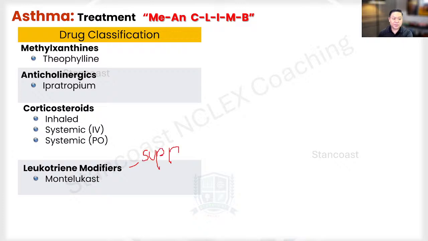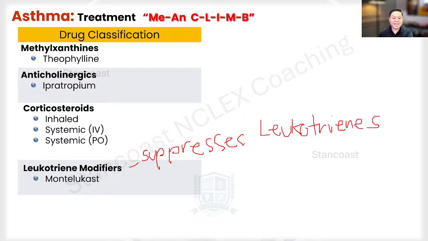So let me just write this first. Suppresses leukotrienes. So what are these leukotrienes? Well, they are part of your chemical mediators, right? That are going to be released in response to a trigger. Could be an allergen. So the leukotrienes will be elevated in asthma. And this medication can help suppress this chemical mediator because what we know about leukotrienes is that they can cause inflammation, and we are talking about the inflammation of the airway. So this is going to be reduced by that.